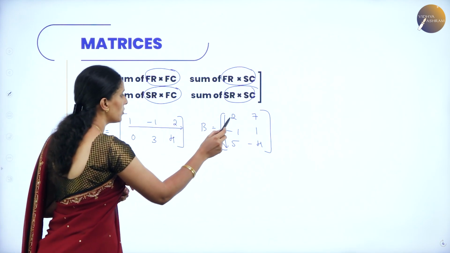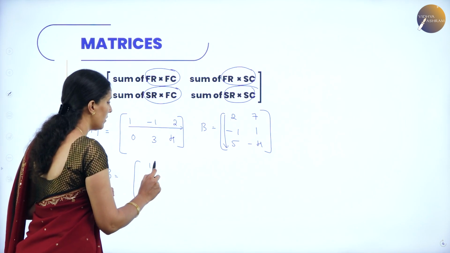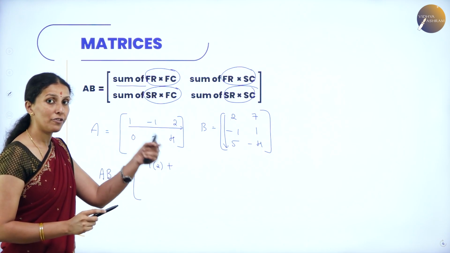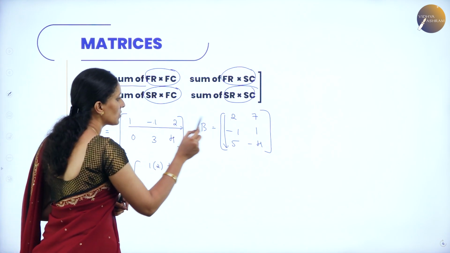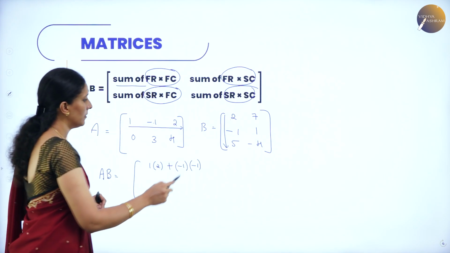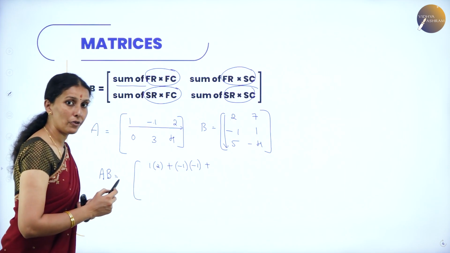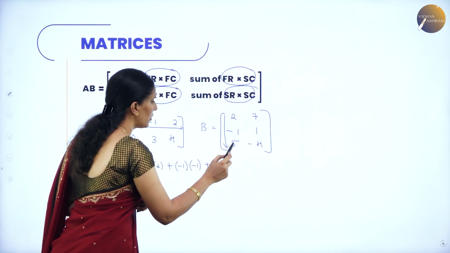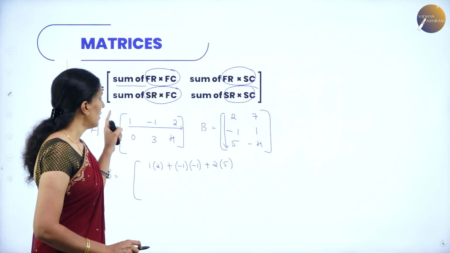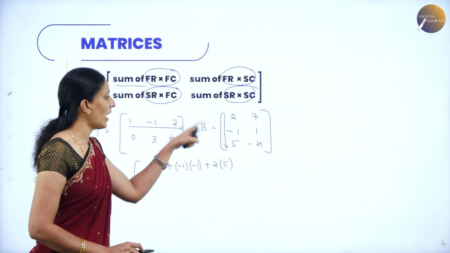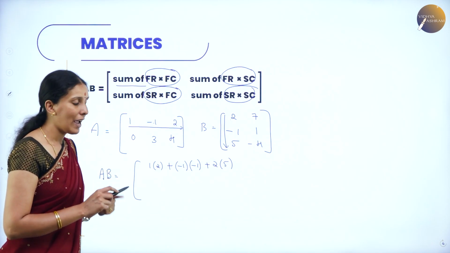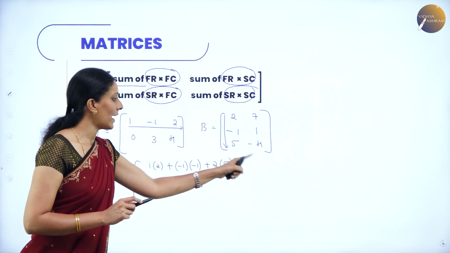That is 1 into 2, plus, because here we have taken the sum of first row into first column elements, minus 1 into minus 1. Next, plus again because we have to take the sum, and this is 2 into 5. So this is how we define the sum of the product of corresponding elements in the first row and first column. Similarly, we have to take the sum of first row, second column elements.